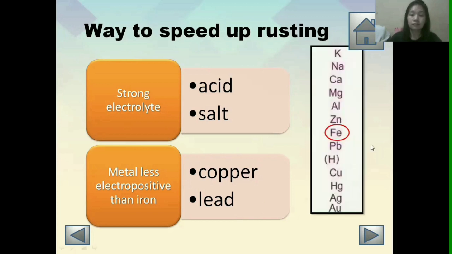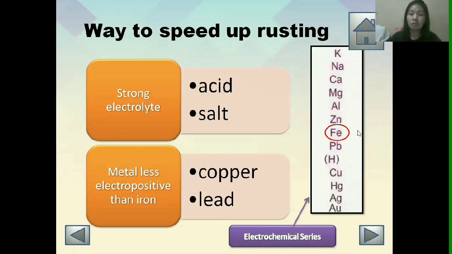Let's look at the electrochemical series here. The position of iron is in the middle here. When iron is in contact with a less electropositive metal such as lead and copper, then the iron will be oxidized first, so the rusting is sped up.